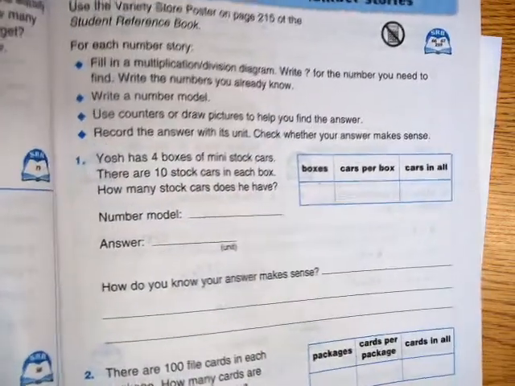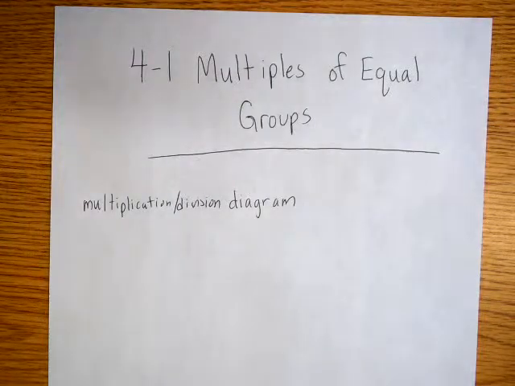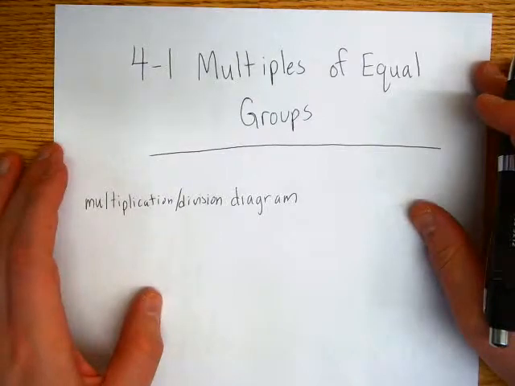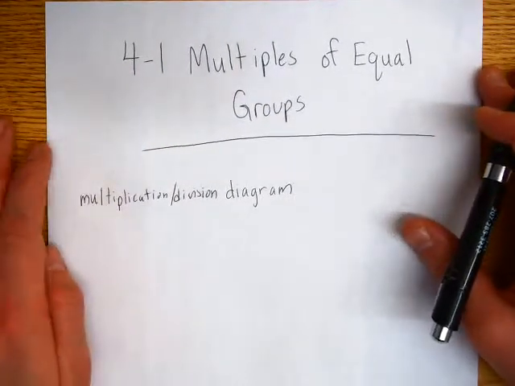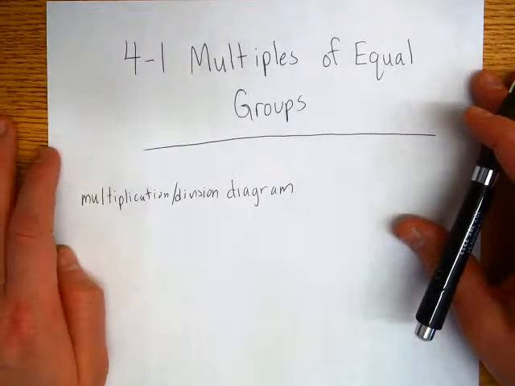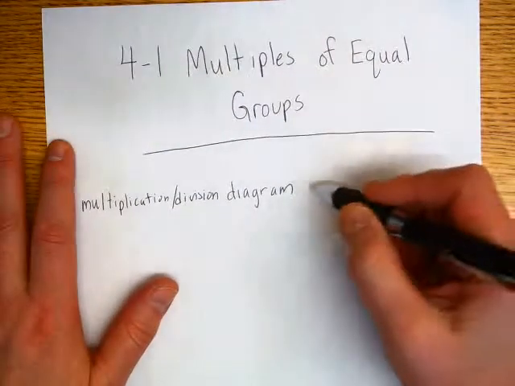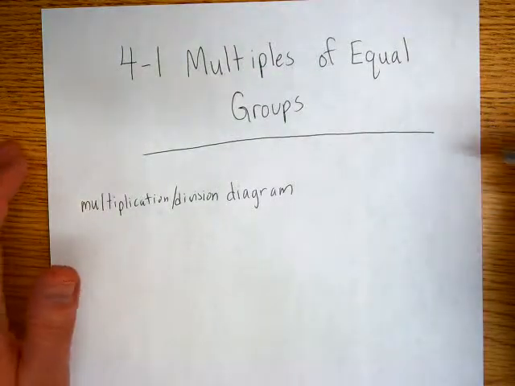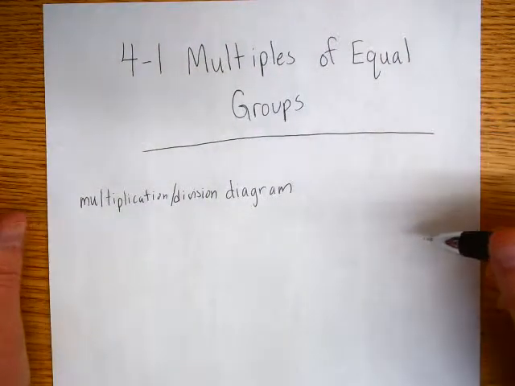Then, how do they know that it makes sense? They can multiply, and there are lots of ways to check that, including with division. But right now, the kids are just getting exposed to multiplication, so they might check it with adding. They might draw pictures to see how it works. But that multiplication/division diagram is how we help kids to see what the story is actually asking.